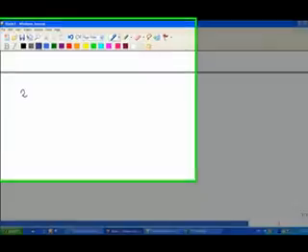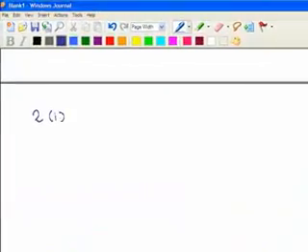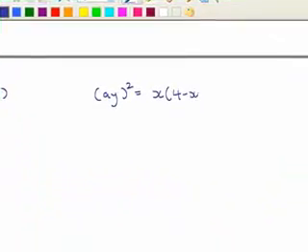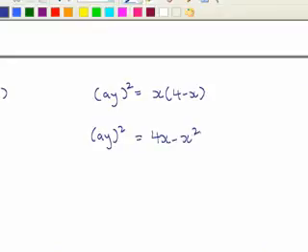Okay, for question 2, part 1, we are given the curve to be of the equation a y squared equals x over 4 minus x. Usually when I see these things, I will just rewrite it as 4x minus x squared, because if you read part 1, we actually have to do differentiation.